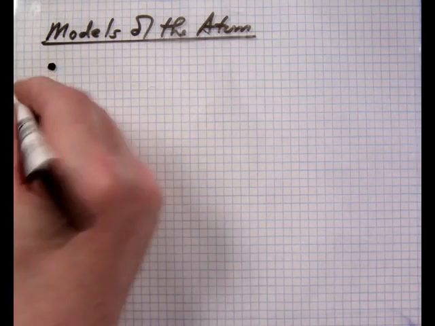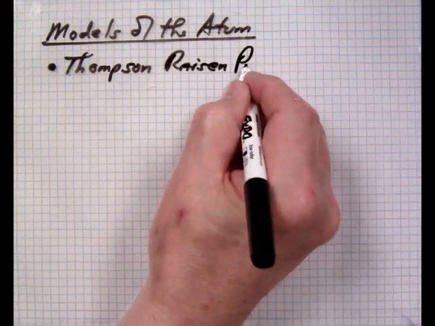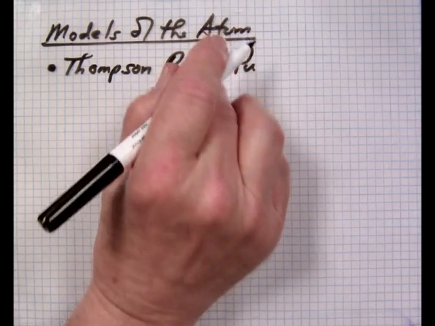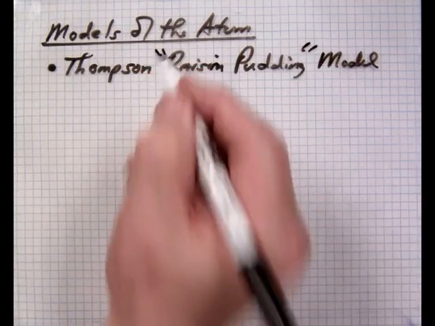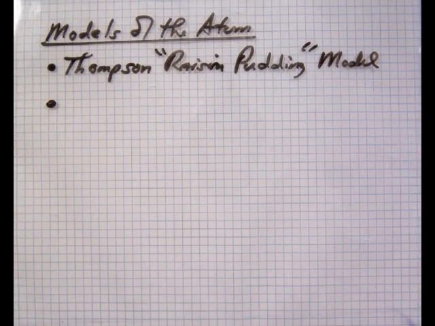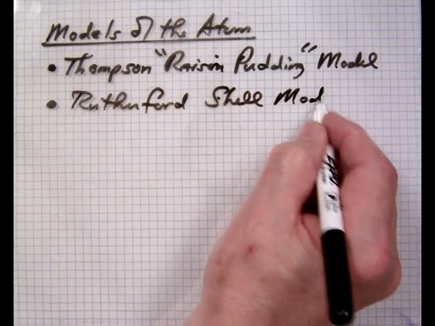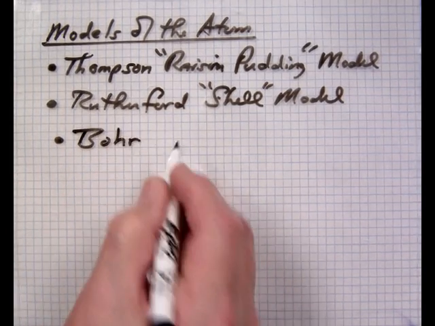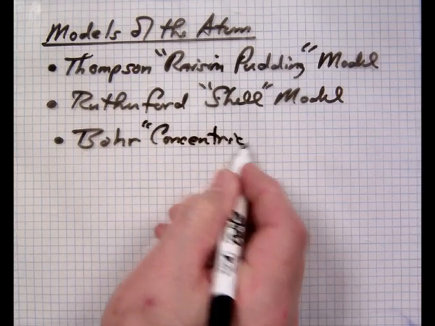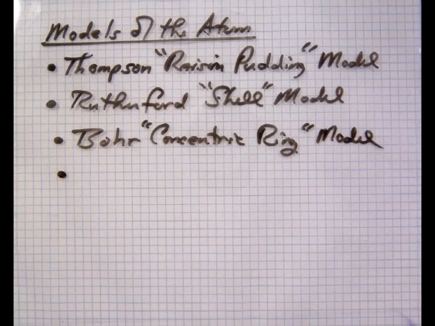There are four historical models of the atom, and they are the Thomson raisin pudding model. There's the Rutherford shell model. There's the Bohr, B-O-H-R, concentric ring model. And the Schrodinger quantum model. That's the one we subscribe to in today's atomic theory.